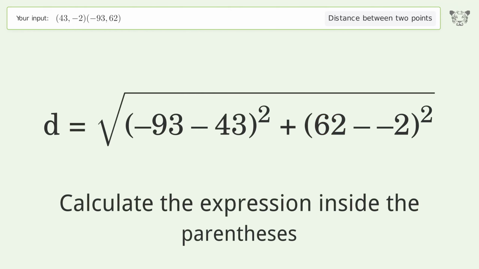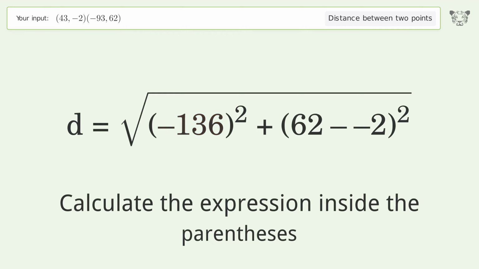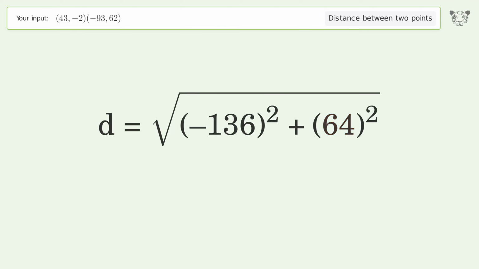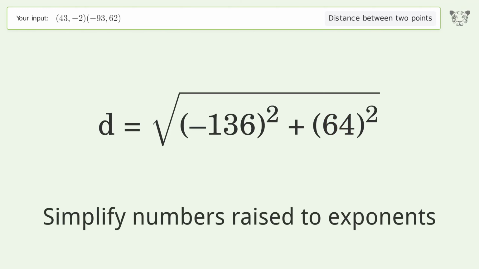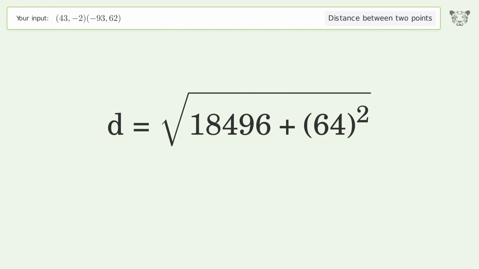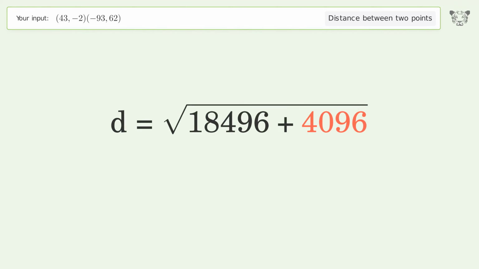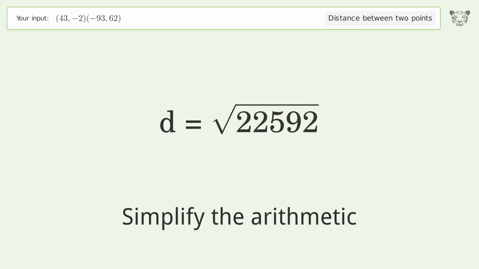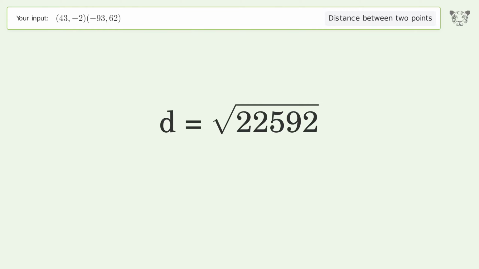Calculate the expression inside the parentheses. Simplify numbers raised to exponents. Simplify the arithmetic. And so the distance between the 2 points is the square root of 22,592, or 150.306.